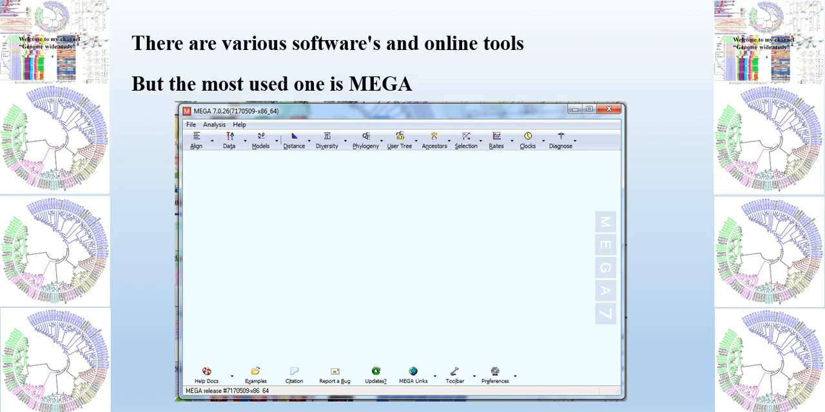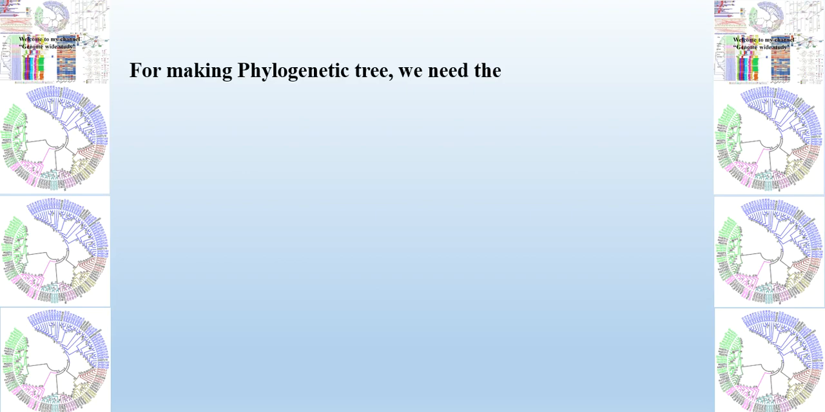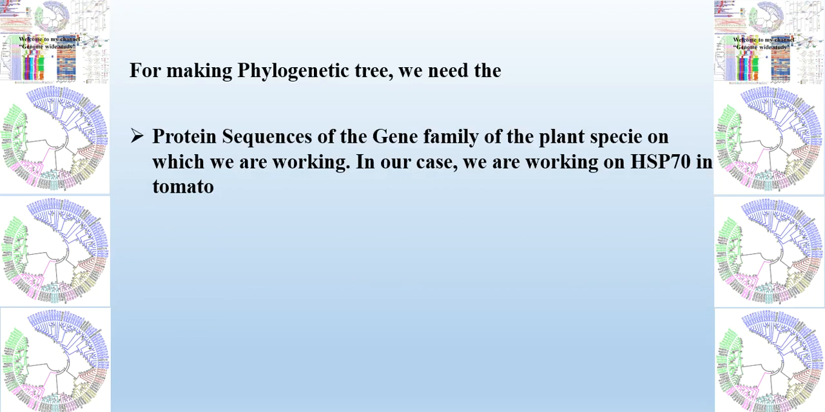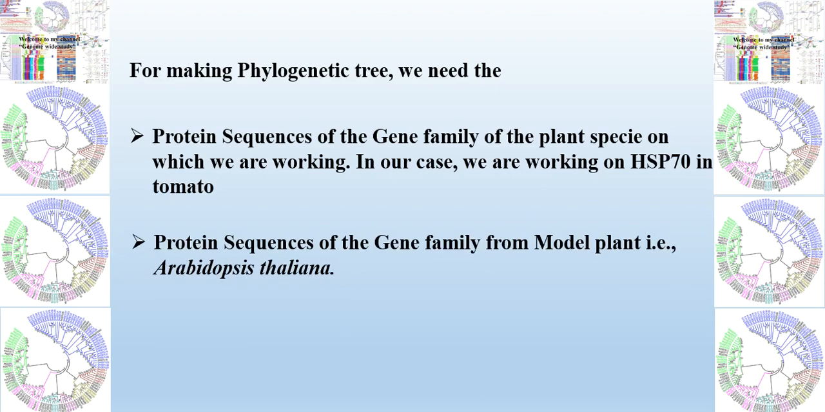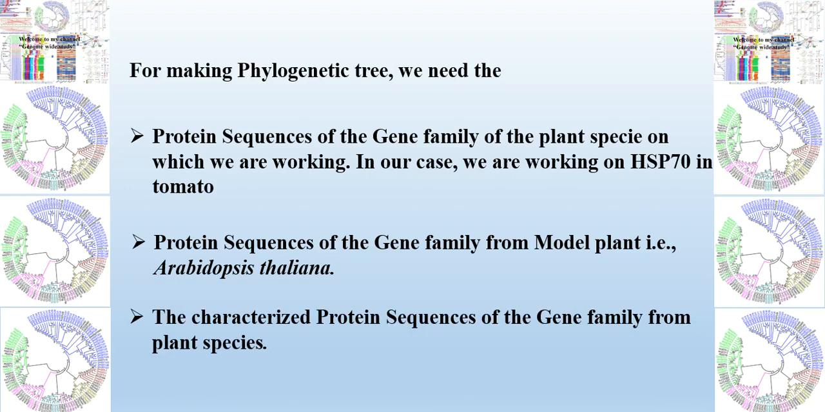For making a phylogenetic tree, we need the protein sequences of the gene family of the plant species on which we are working. For example, in our case, we are working on HSP70 protein in tomato. So we take the protein sequences of HSP70 from the tomato genome. Other is the protein sequences of the gene family from the model plant, that is Arabidopsis thaliana. And the characterized protein sequences of the gene family from other plant species.